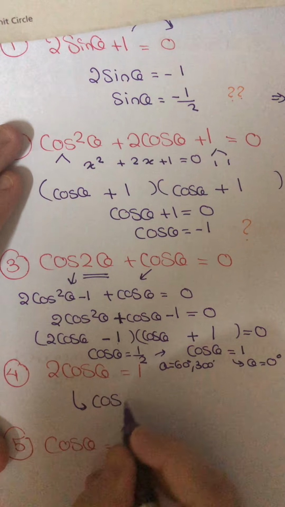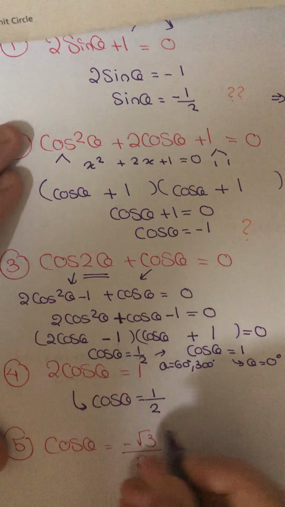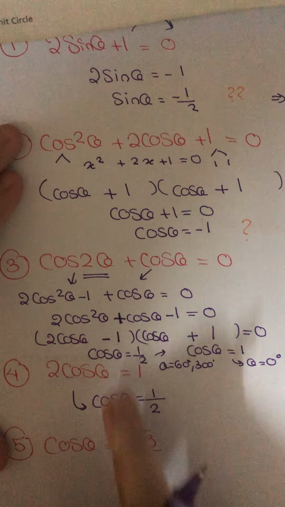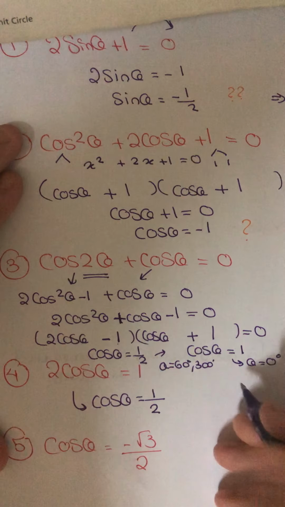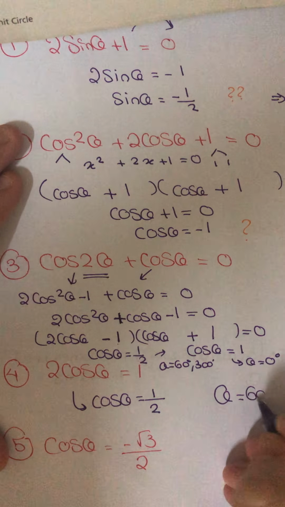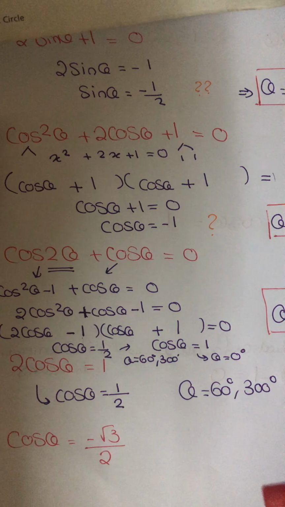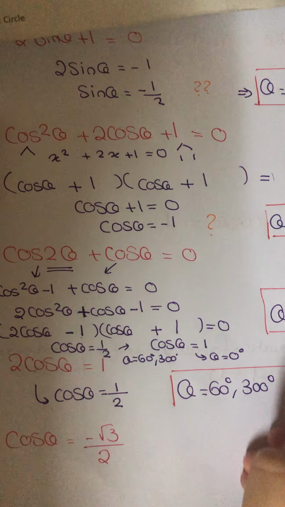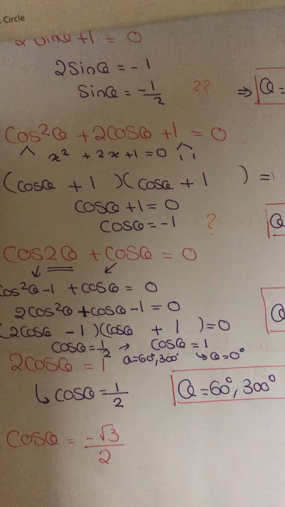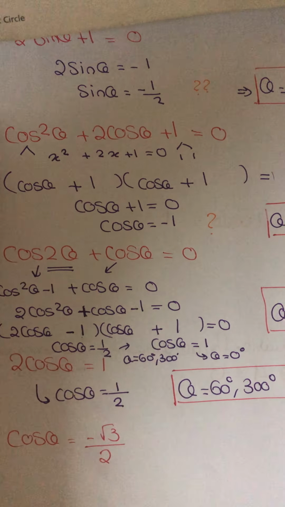Then cosine theta is equal to half, and when is cosine theta equal to half? We just got it over here, 60 and 300. So the answer is 60 and 300 degrees. I'm trying to fix my camera. Okay, again you can substitute and check.